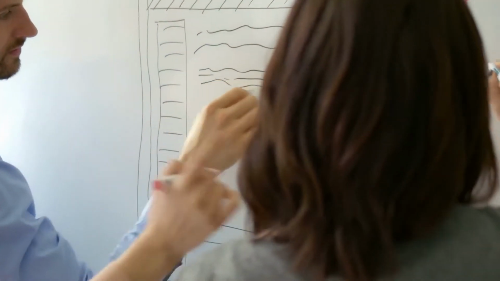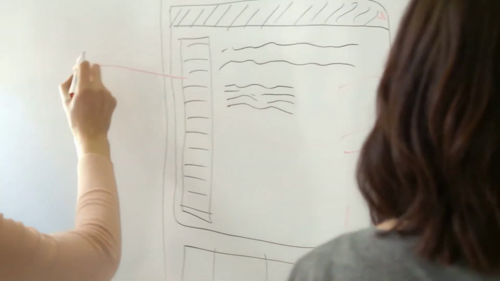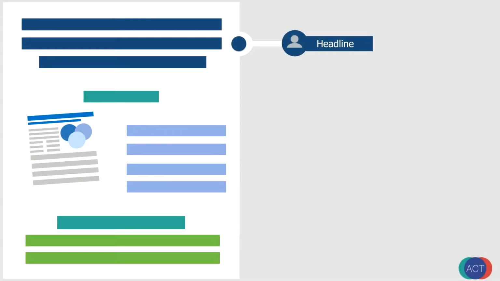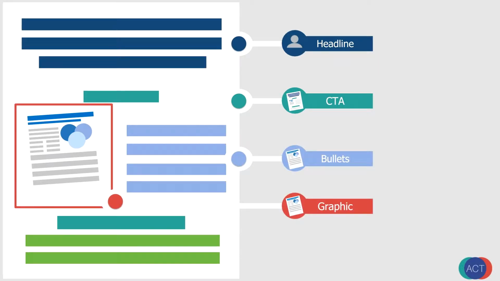So now let's go ahead and go through our actual landing page design, once we've made sure that we don't have any external links. We'll start off with the headline, and then we'll go into the call to action. You're going to have a couple of bullet points, a graphical representation of whatever you're offering, and then some credibility or social proof.